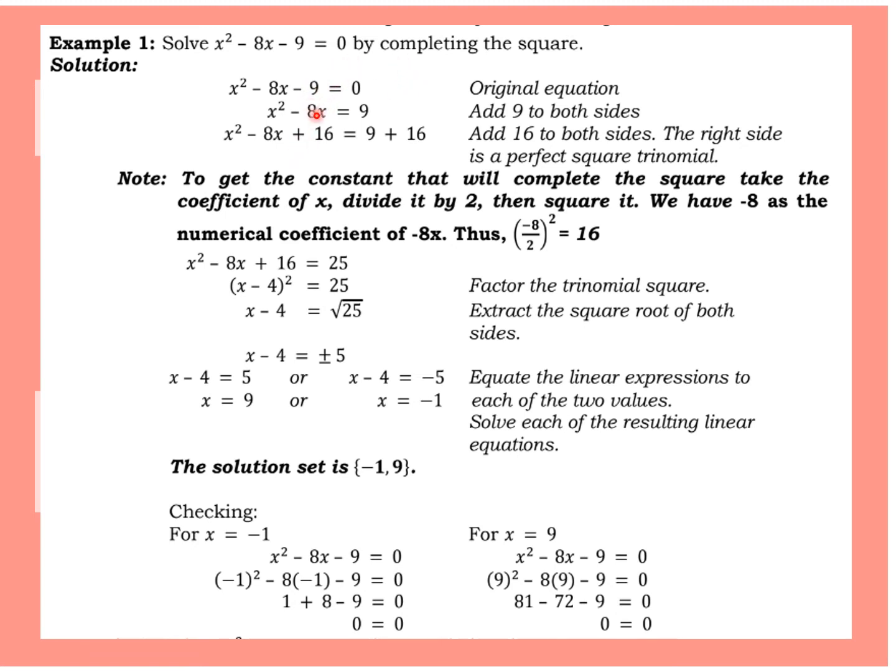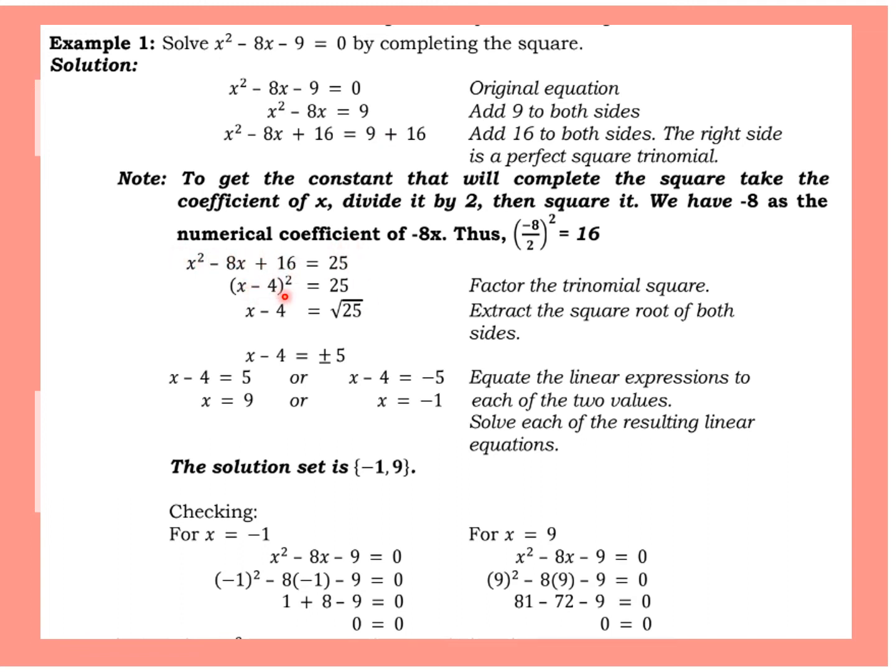Transpose. So, yung coefficient of b, take the coefficient of x. That is negative 8 divided by 2, that is negative 4. And then, square po natin yung negative 4, that will be equal to positive 16. Add tayo ng 16, add tayo ng 16. So, 16 plus 9, that is 25. This one is a perfect square trinomial.